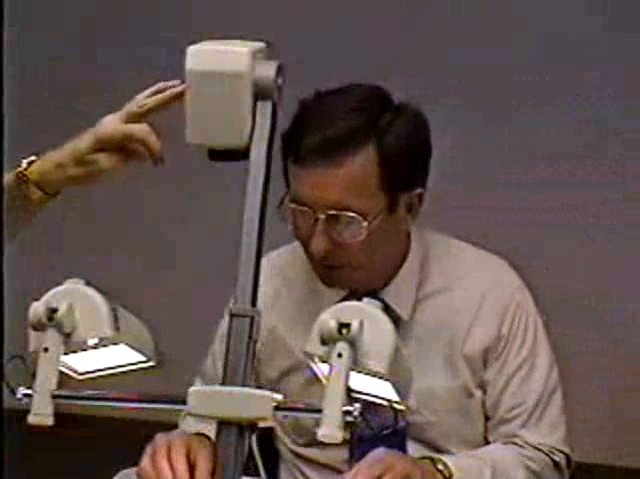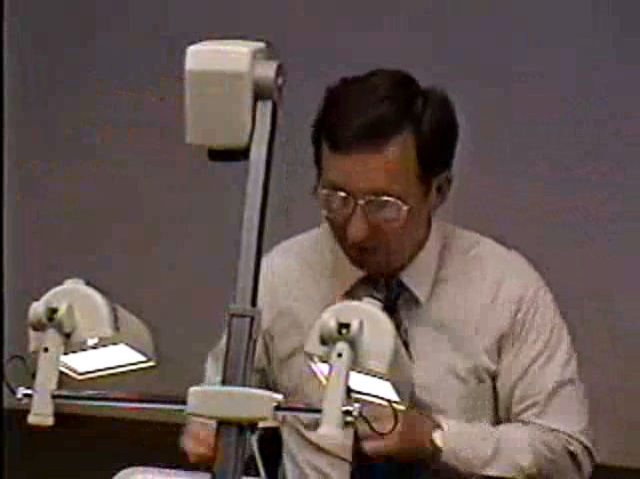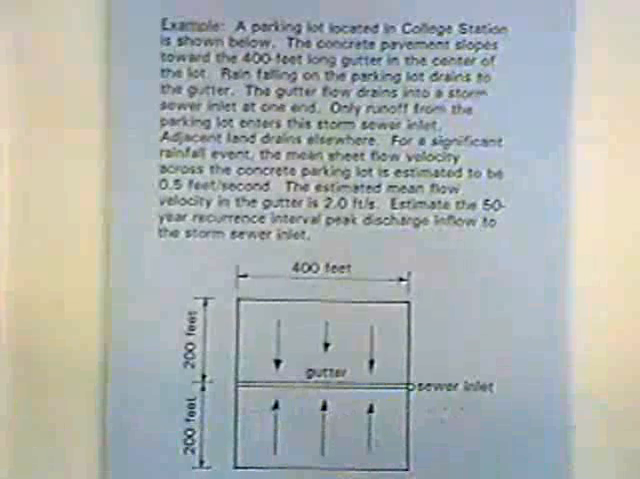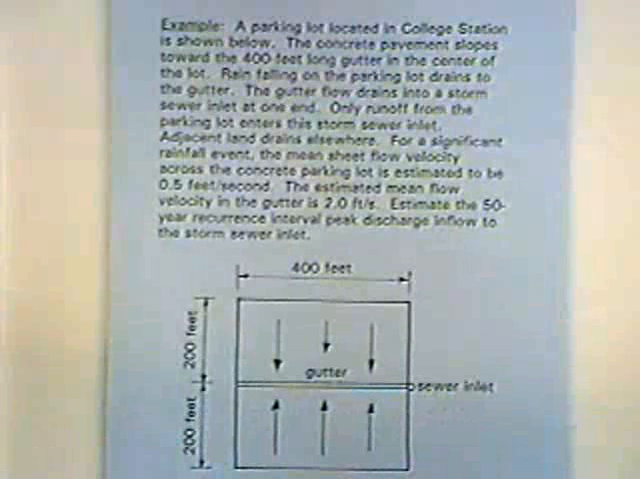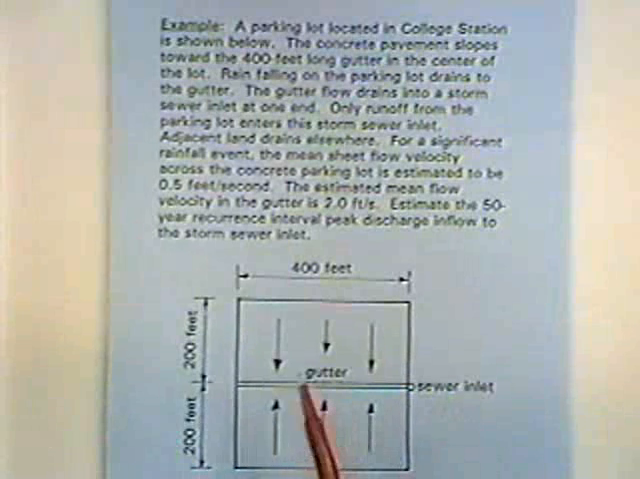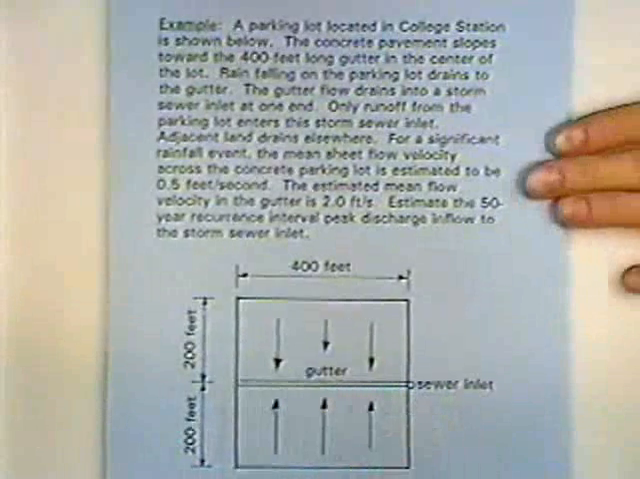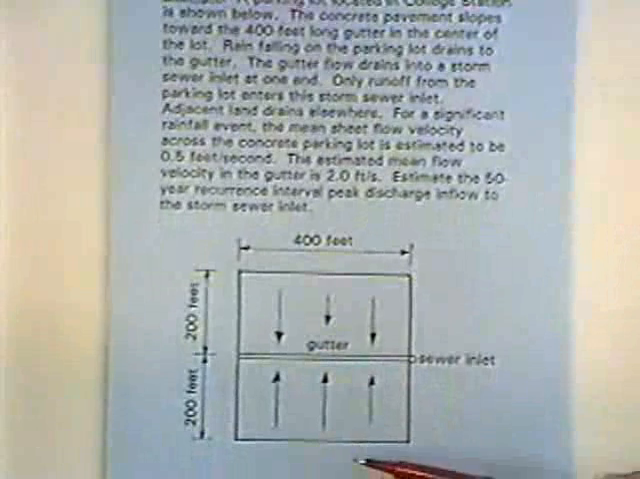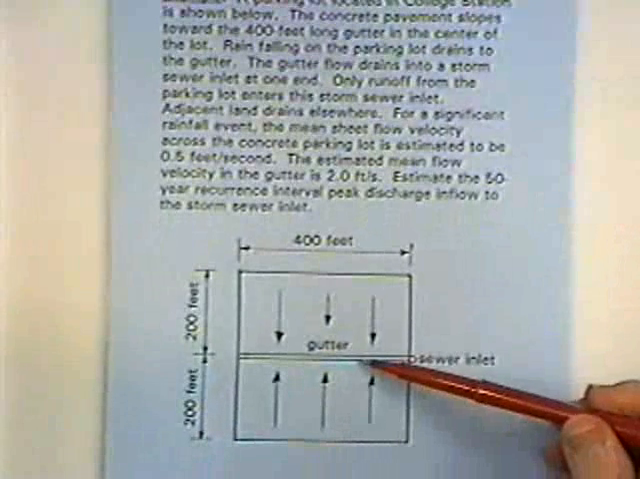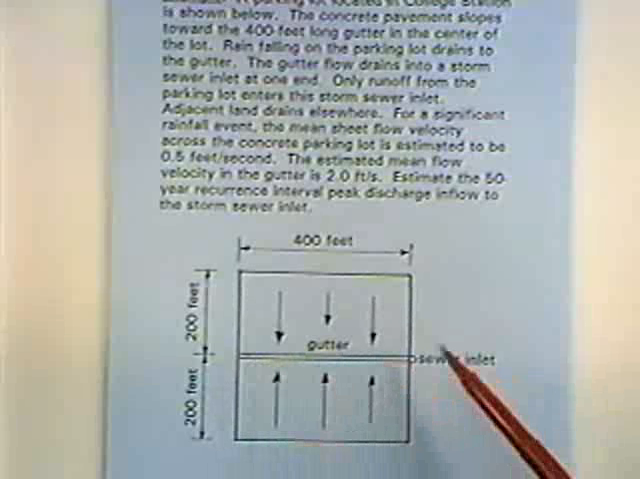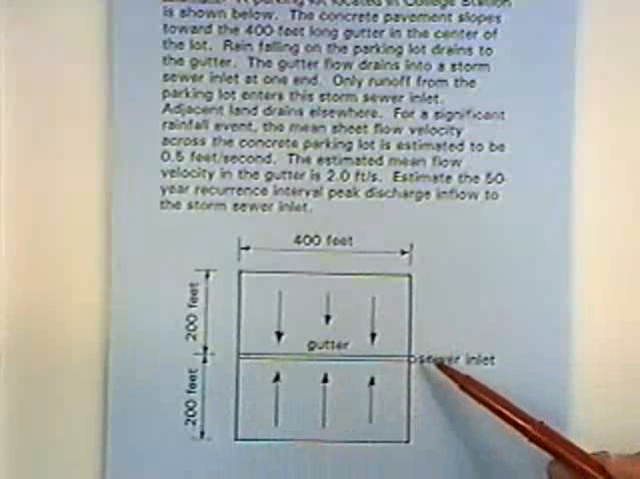We want to illustrate the rational method by using an example problem. I've got a parking lot, and this works good for parking lots because they're small watersheds, and it's in College Station, and the dimensions are given. You can see the dimensions of the parking lot, and I've got a gutter running right down the middle. The rain falls on the parking lot, it drains off to the gutter, collects the flow, and puts it into this storm inlet.